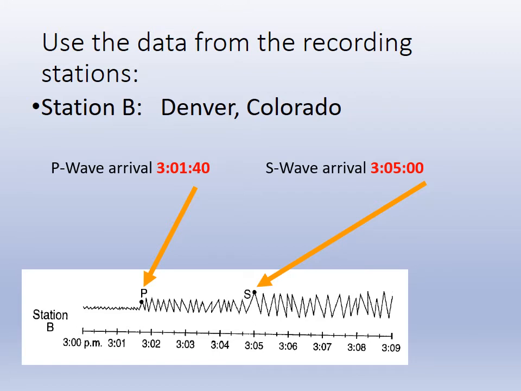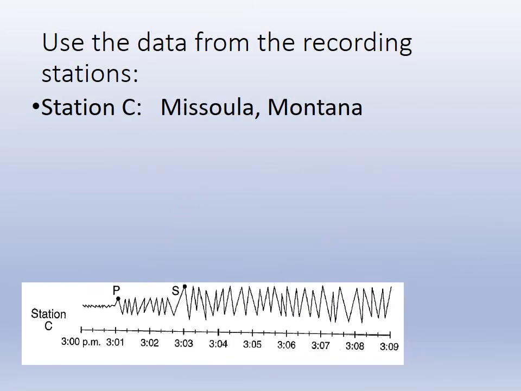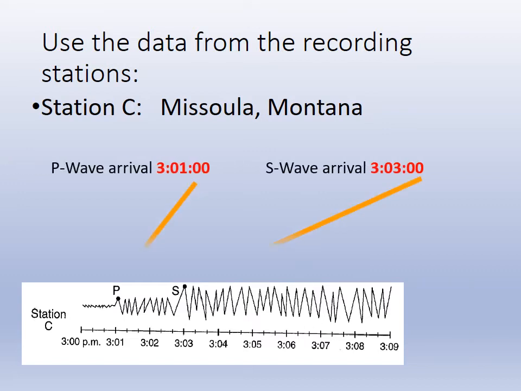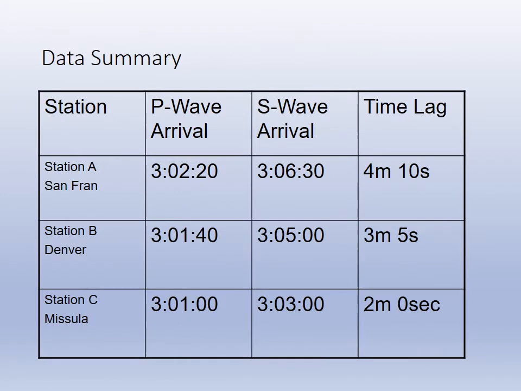There are your arrival times, and the time difference is 3:20. Our last was in Montana. It has the shortest arrival time. The time difference is only 2 minutes. So you chart the data on the data table. Now you have the time lags.